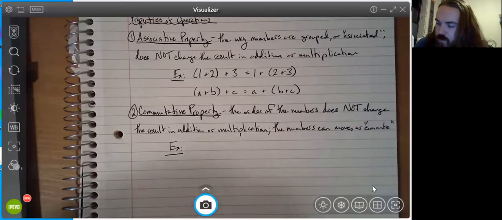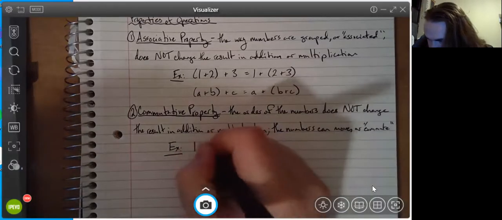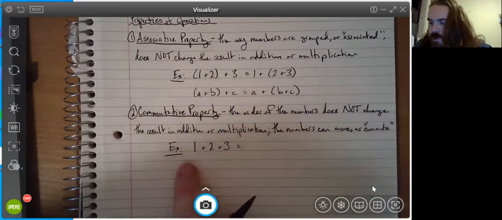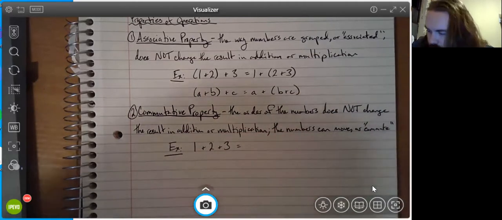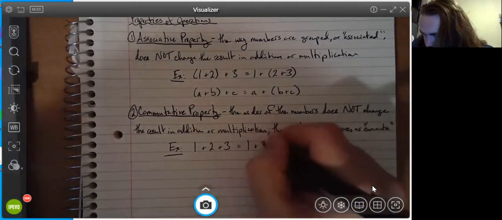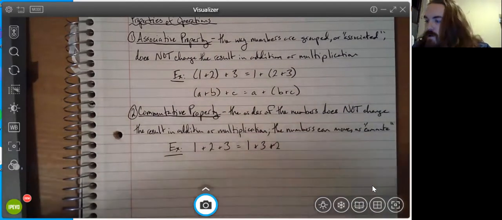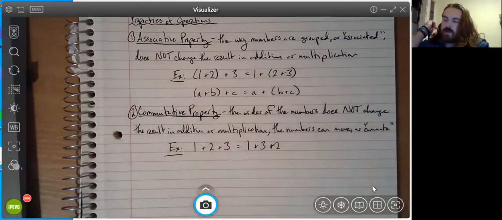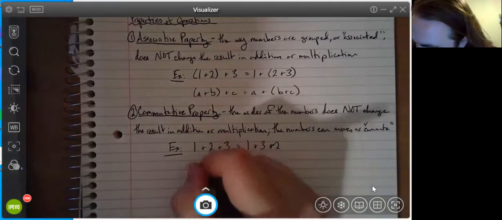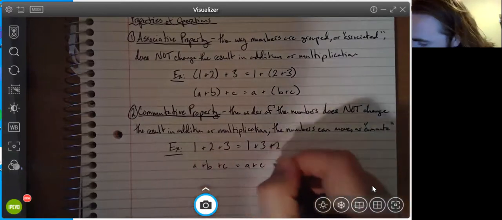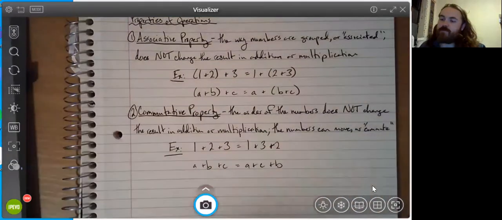For example, we could have 1 plus 2 plus 3. Now it's going to be 1 plus 2 is 3 plus 3 is 6 again. Or we could have 1 plus 3 plus 2. 1 plus 3 is 4 plus 2 is 6. Again, it does not change the result. Okay. This is the same as A plus B plus C equals A plus C plus B.